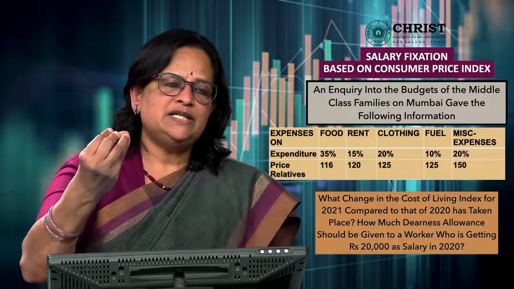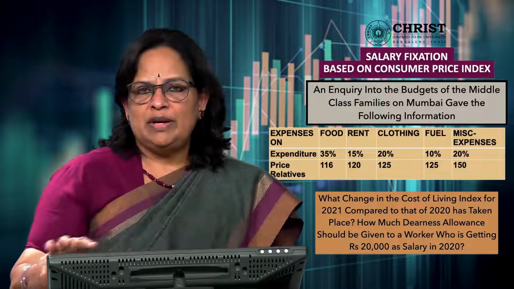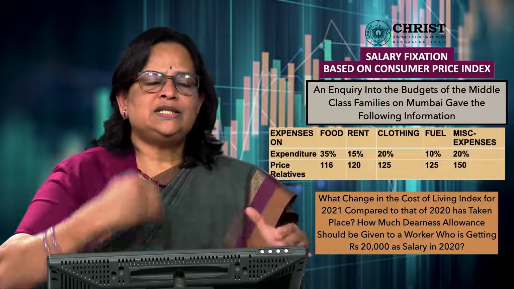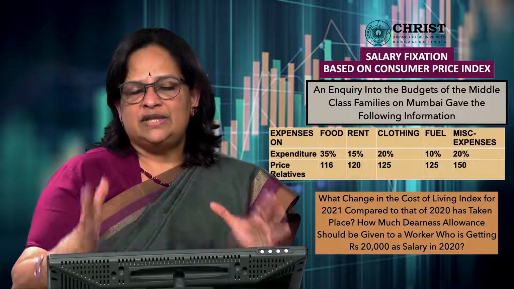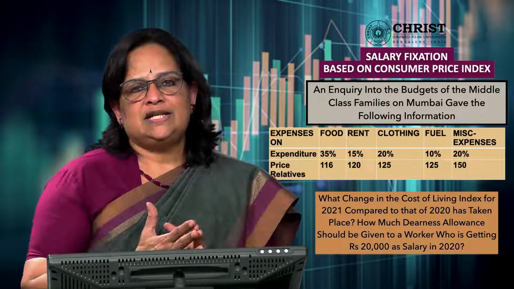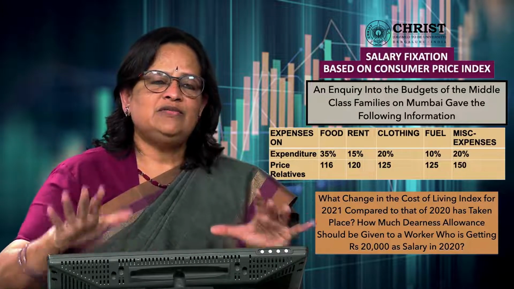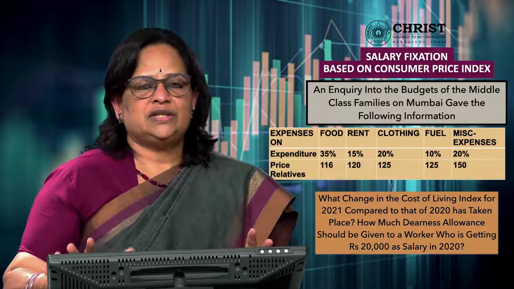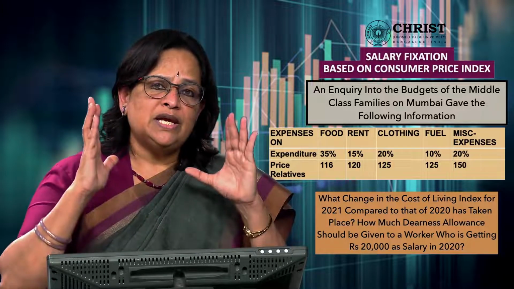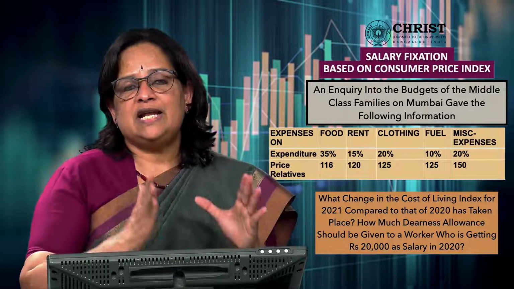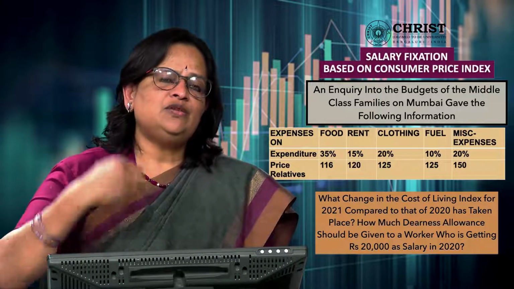The central government will take a decision, and immediately central government employees will get that. Slowly state government employees will also fix that, or they will increase the dearness allowance. That is how it is adjusted with the salary or wage structure. So the consumer price index plays an important role in wage and salary fixation and in the increase in wages and salary. Now we will see this.